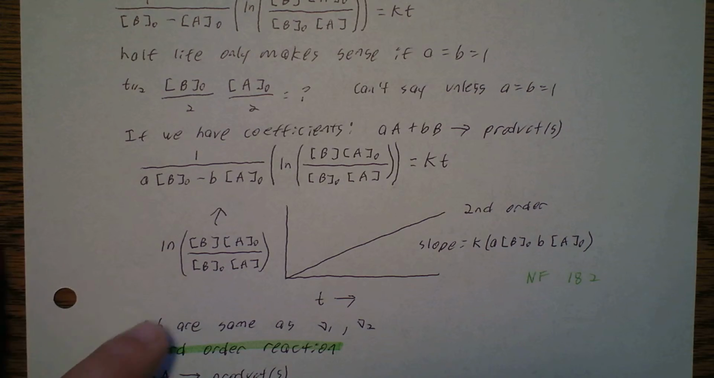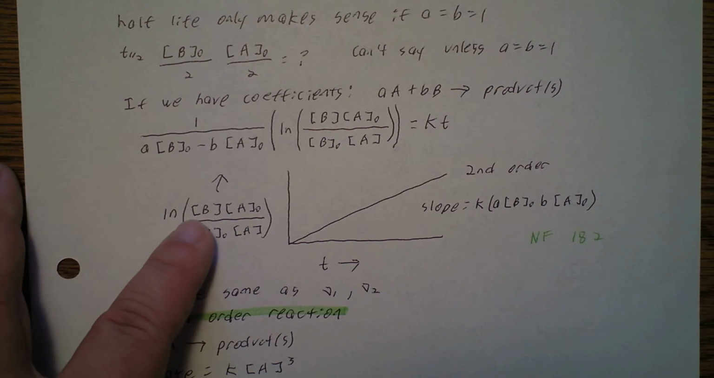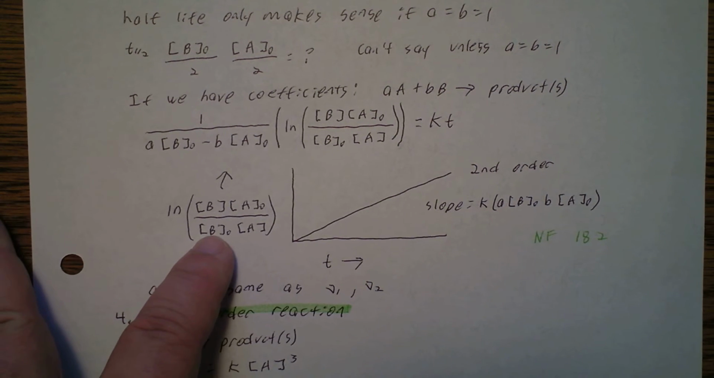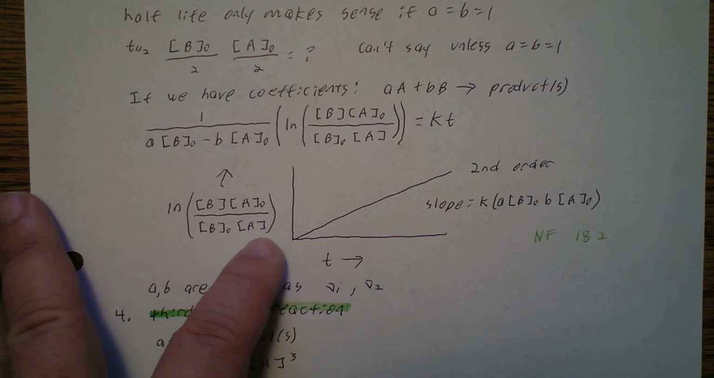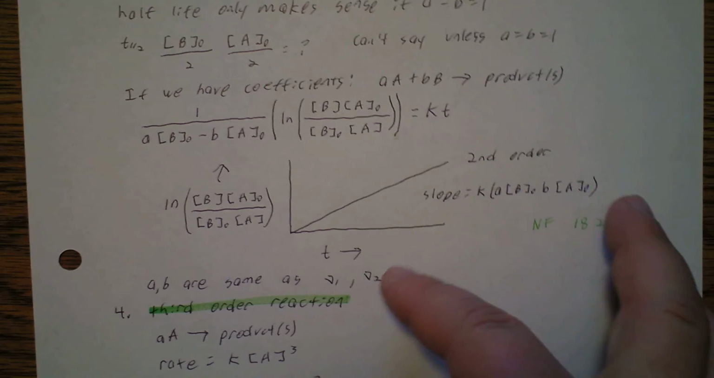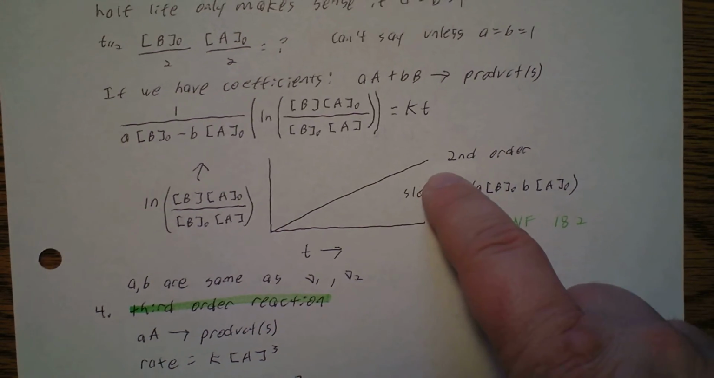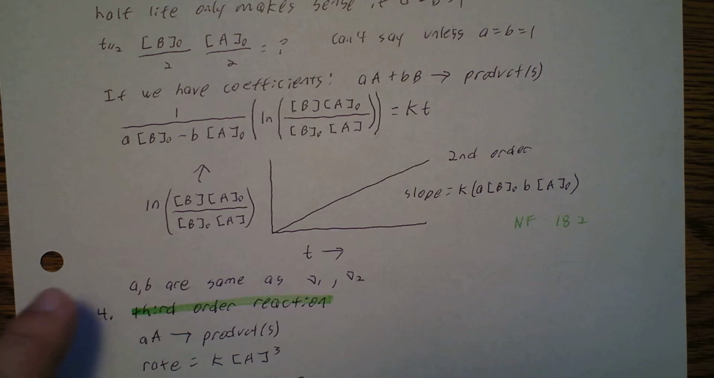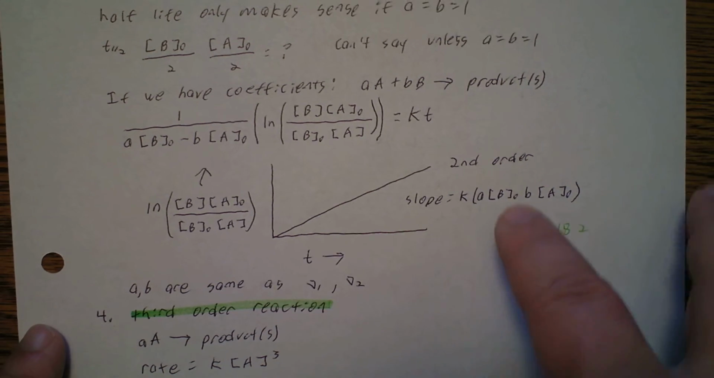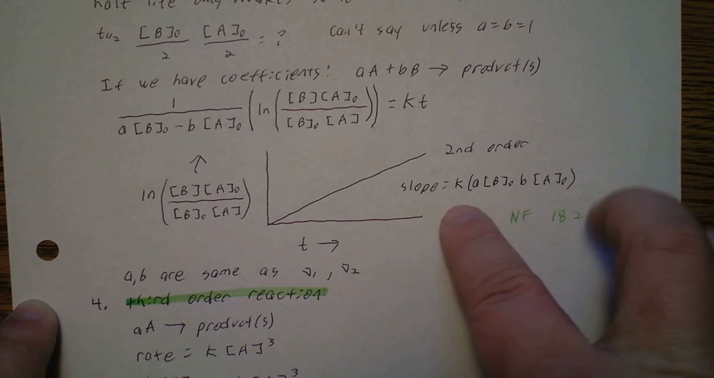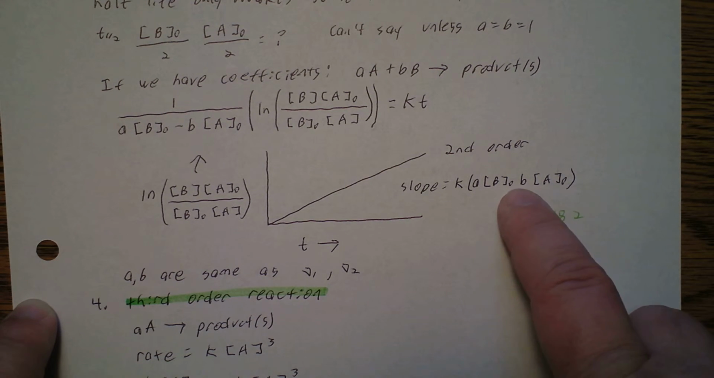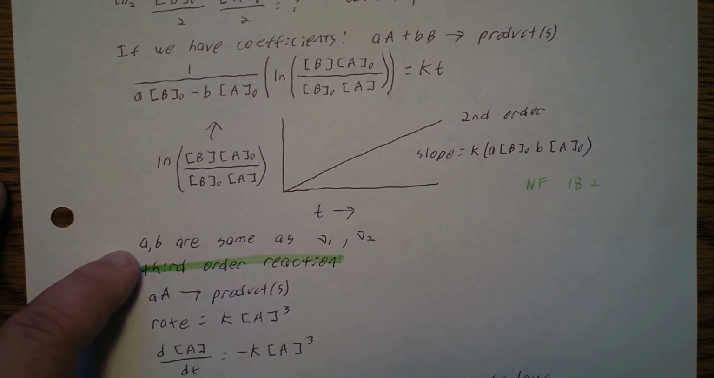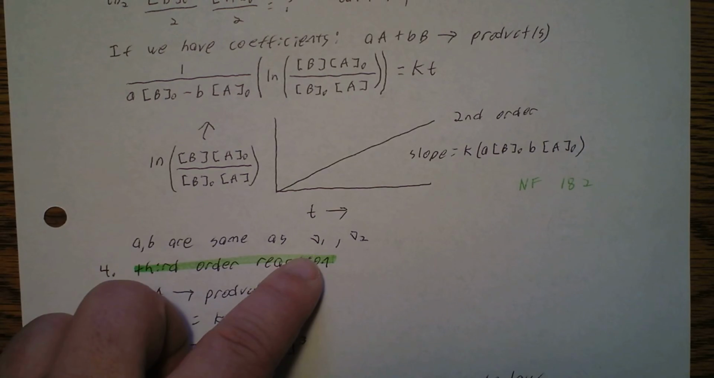So here's a graph: the natural log of the concentration of B times the initial concentration of A, divided by the initial concentration of B times the concentration of A, all against time. If you graph it, you get a straight line if you have a second order reaction like we've been talking about. Then the slope here is going to be equal to k times (a times the initial concentration of B minus b times the initial concentration of A). And in this case, a and b are the same as nu1 and nu2.